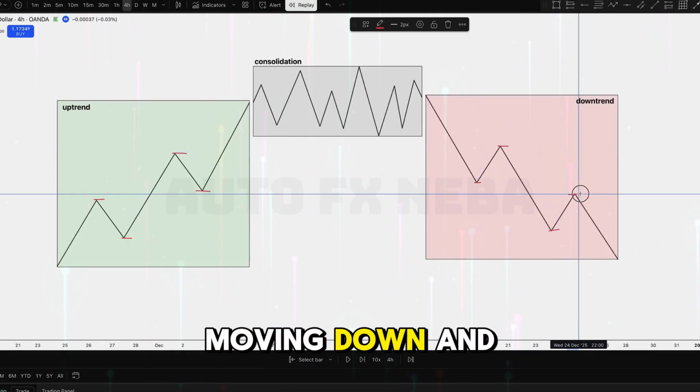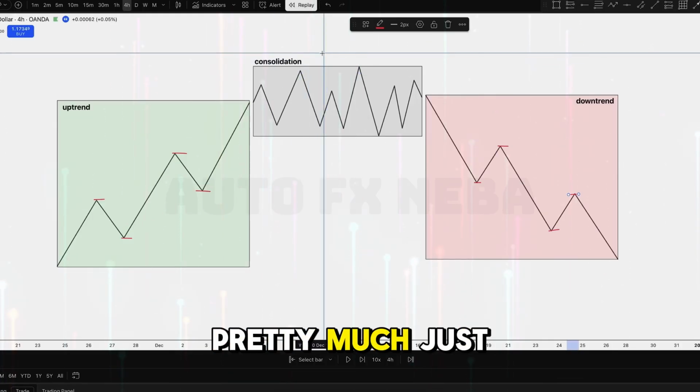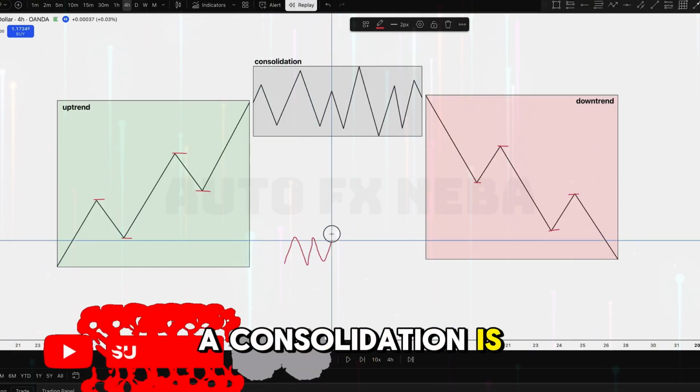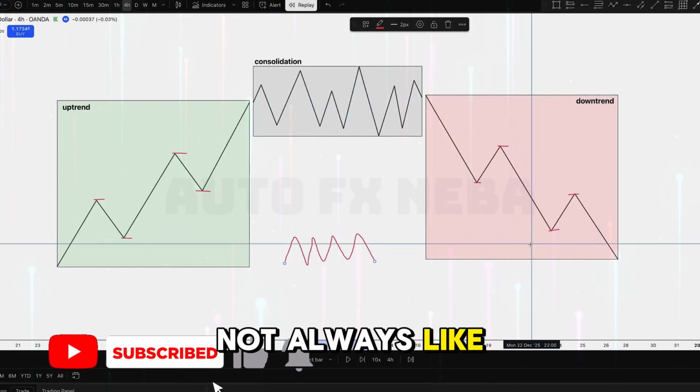This is where the market's moving down. And then a consolidation. This one is pretty much just a mess where the market is going sideways. Now, a lot of people will mark out a consolidation as pretty smooth like this. It's not always like that, okay?